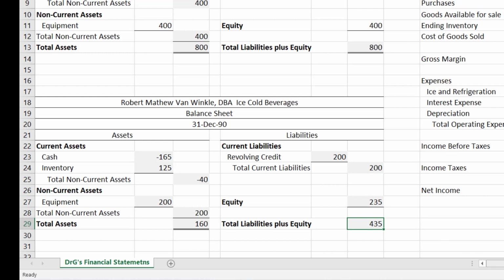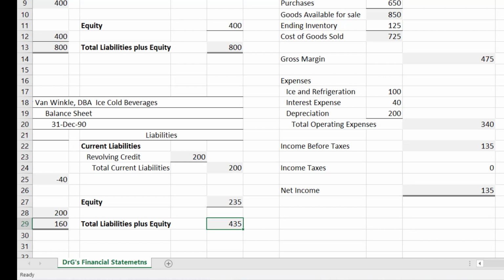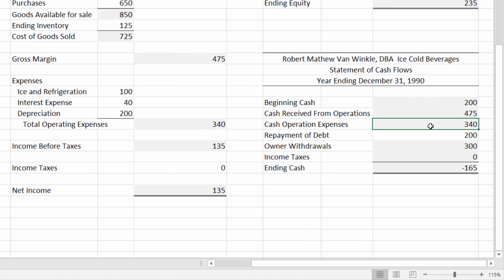So let's hunt down some mistakes. Well, I know one of the mistakes because I remember very deliberately making this one. And that's in the cash operating expenses, right? When we calculated the cash operating expenses, we just took the total operating expenses. But total operating expenses are not cash operating expenses.